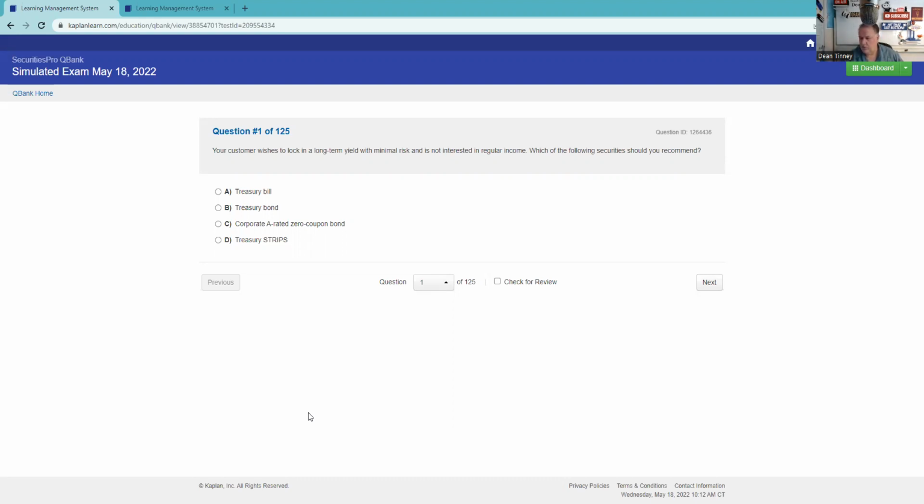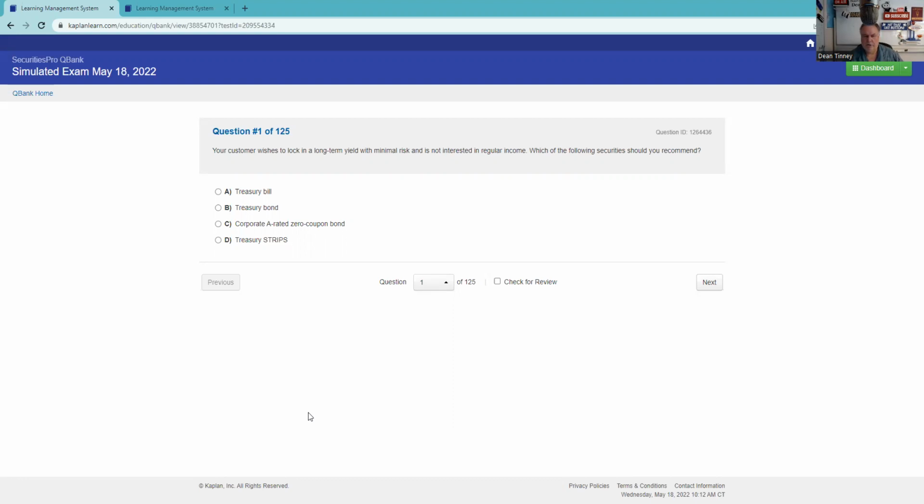Minimal risk. So the 2 risks we have in bonds are interest rate risk and credit risk. And so minimal risk means it looks like they're not willing to take much in terms of credit risk. Long-term yield means they already have interest rate risk, so we can toss that out. That means we're left with credit risk. Not interested in regular income, so sounding more like a zero.